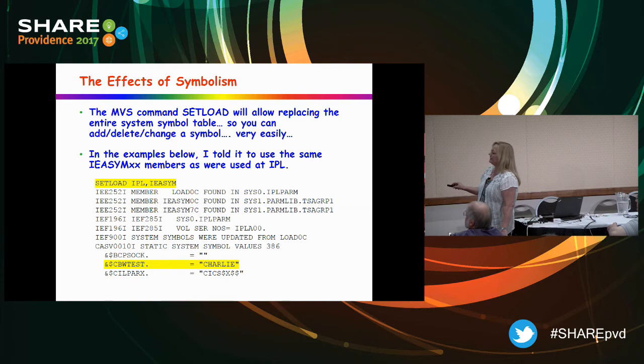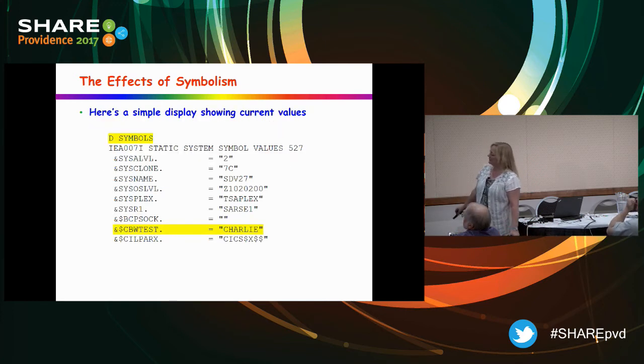I like doing the SET LOAD IPL with IEASYM, and it comes right back and tells me what my members are. Because you don't know if somebody else might have changed it since the IPL. So I like to verify what that is. So what I did here was I looked at this symbol, CBW test, copied it for you so you see it's there. Here's a D SYMBOLS that shows that it's out there.